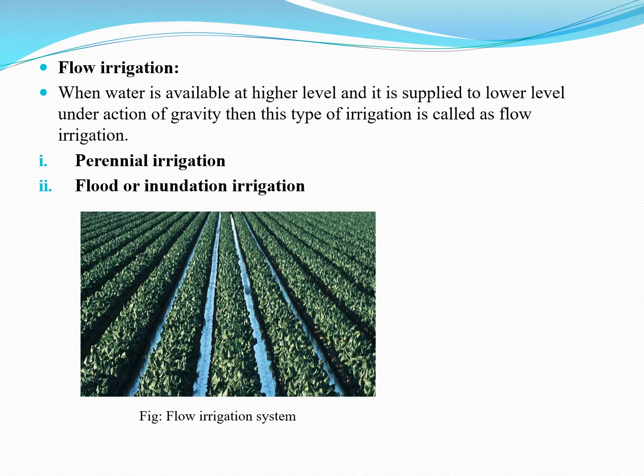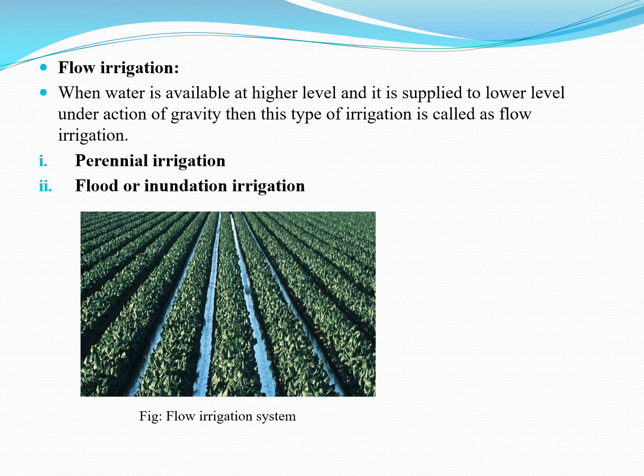This type of perennial irrigation is also called control irrigation. In this system, water is supplied to crops through a canal distribution system that takes off from the weir as well as from the reservoir.